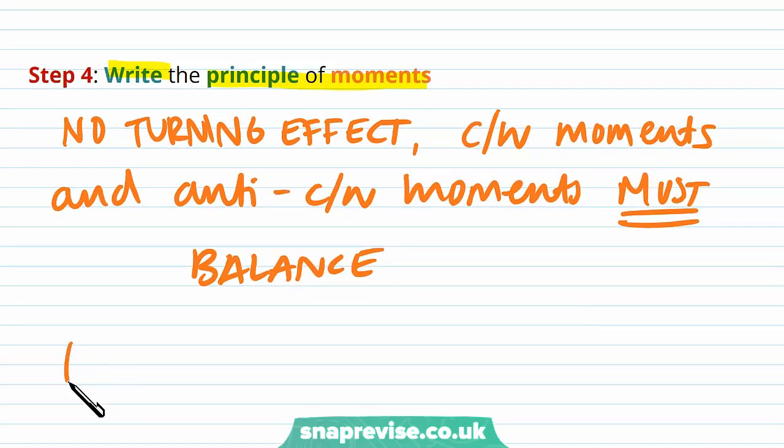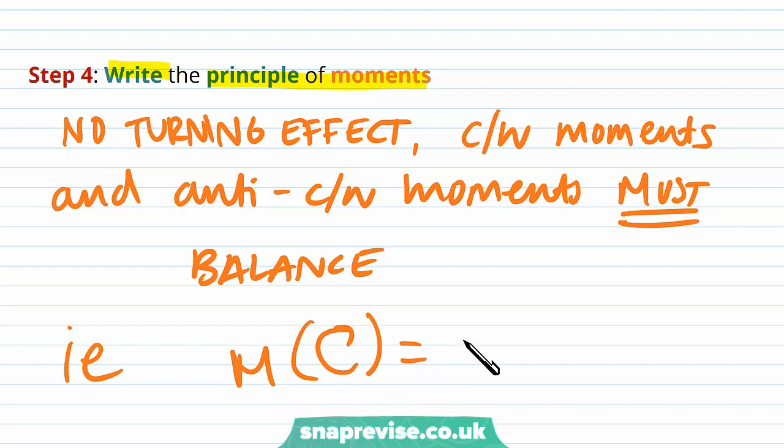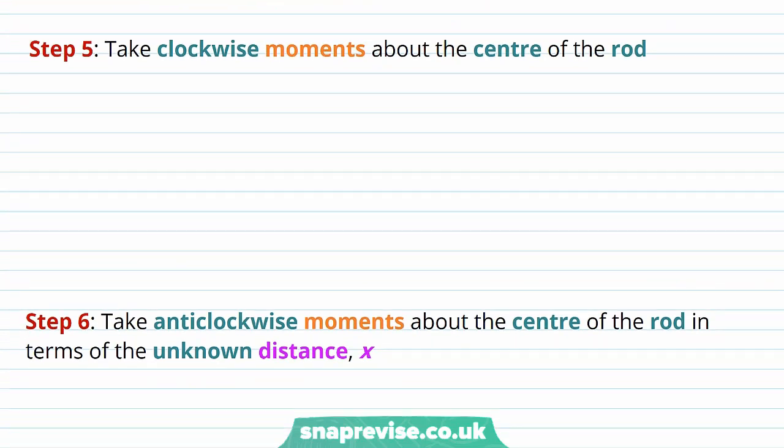So mathematically, we can say that the clockwise moments are going to be equal to the anti-clockwise moments acting on the system. So now we can take clockwise moments about the centre of the rod. We know that the equation for the moment is given by force times the perpendicular distance.